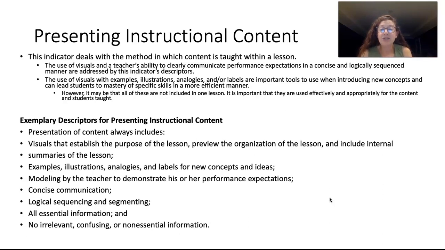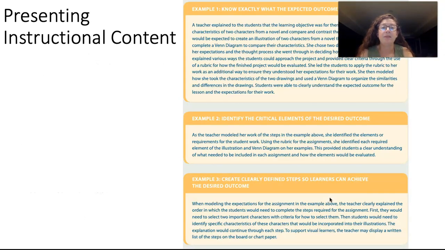Concise communication, logical sequencing and segmenting, right? You need to teach things in a logical manner. Only teaching essential information, no irrelevant, confusing, or non-essential information, no fluff. So if I'm going in there and I'm like, that was a great story, but how does that relate to the lesson? Then you are not doing a good job presenting instructional content. And please note, they talk about visuals a lot in this area of the rubric. So these are a couple examples.